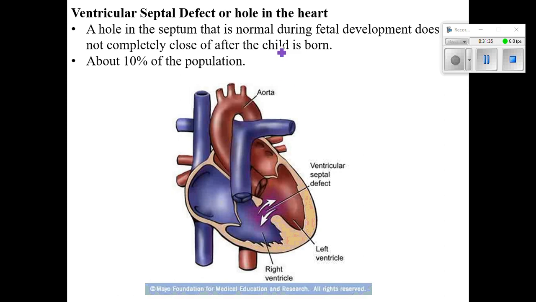Just one or two other slides here. So the septum, remember, the dividing line between the two ventricles, that's called the septum. So ventricular septal defect, or simply referred to as a hole in the heart.